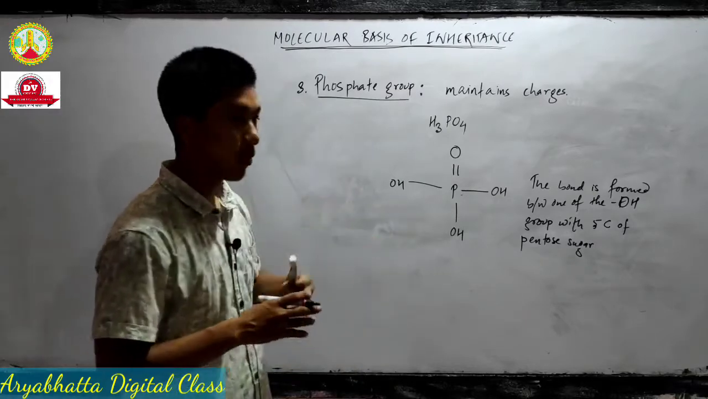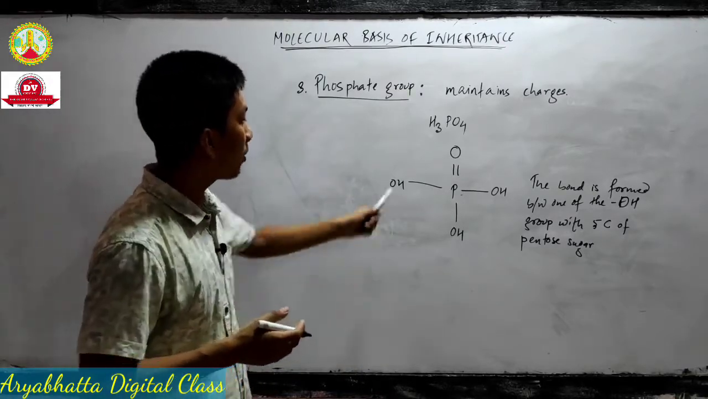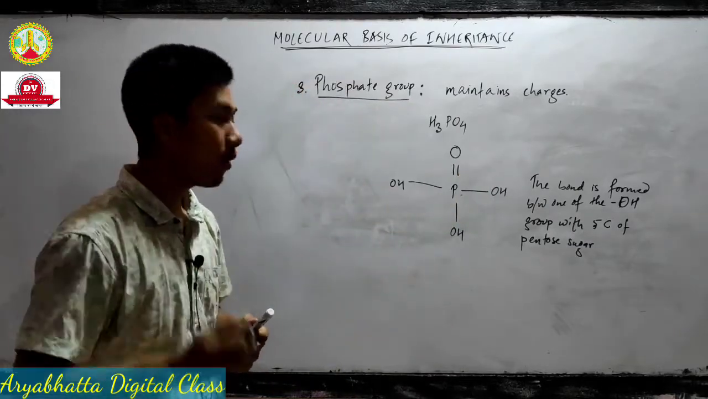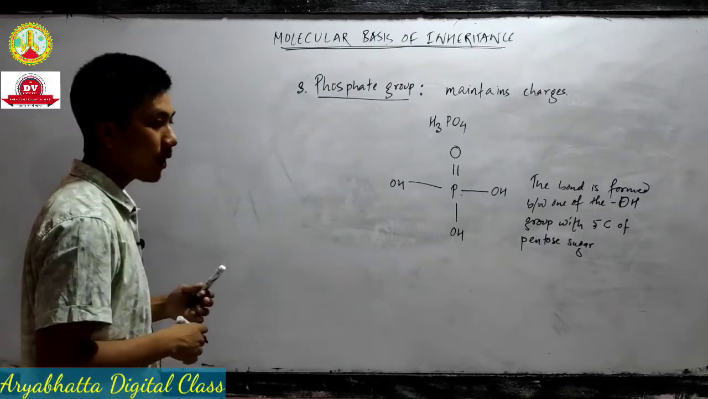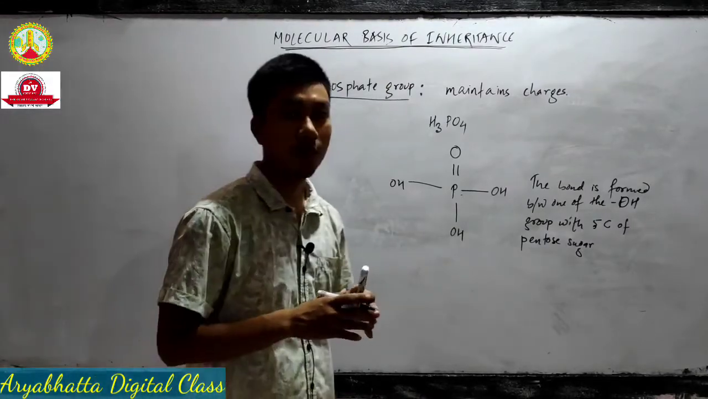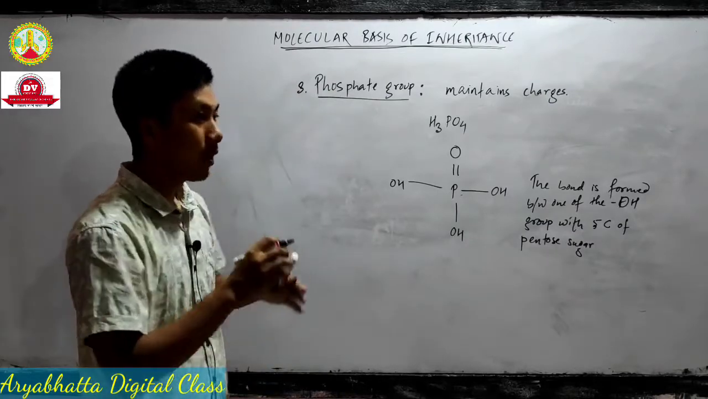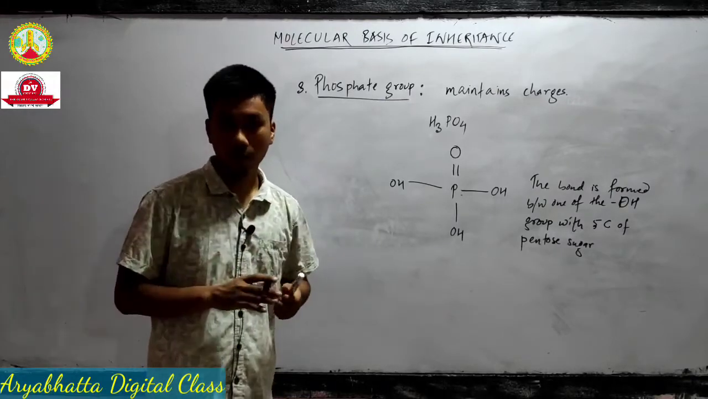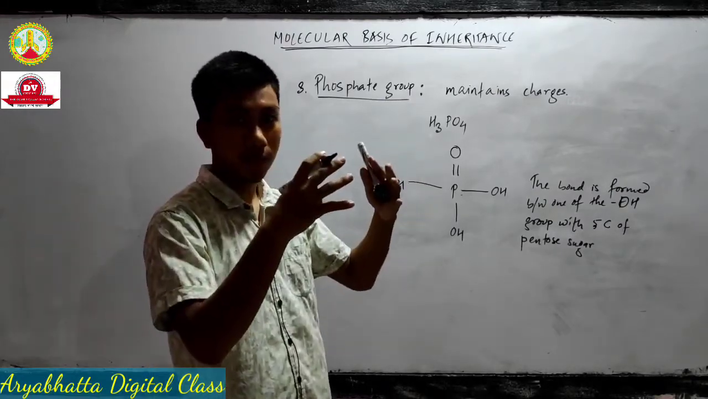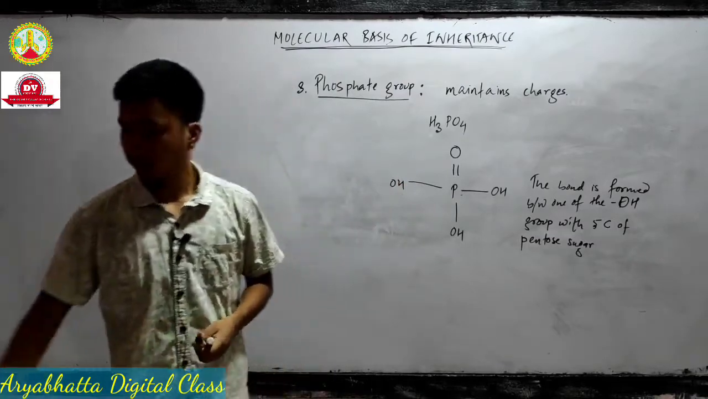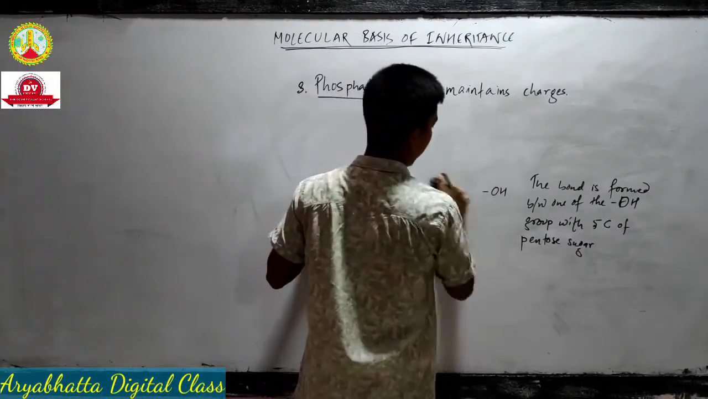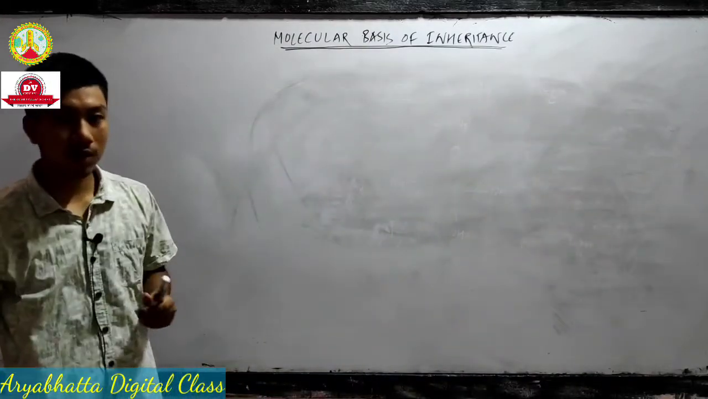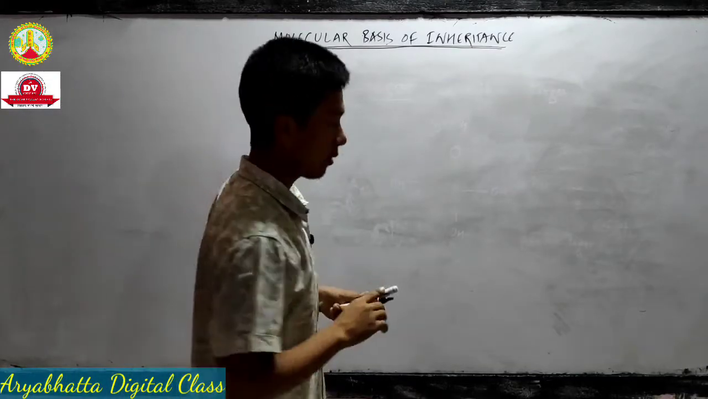The structure looks like this, and the bond is formed between one of the hydroxyl groups of phosphate and the 5 carbon of pentose sugar. Okay, so this is the overall composition of nucleic acid. Now I will draw the actual structure of molecules. Okay, the actual structure of nucleic acid molecules when they combine together, how it looks. So this diagram is just for you to understand. Normally it doesn't get asked in exam, but still you should know.